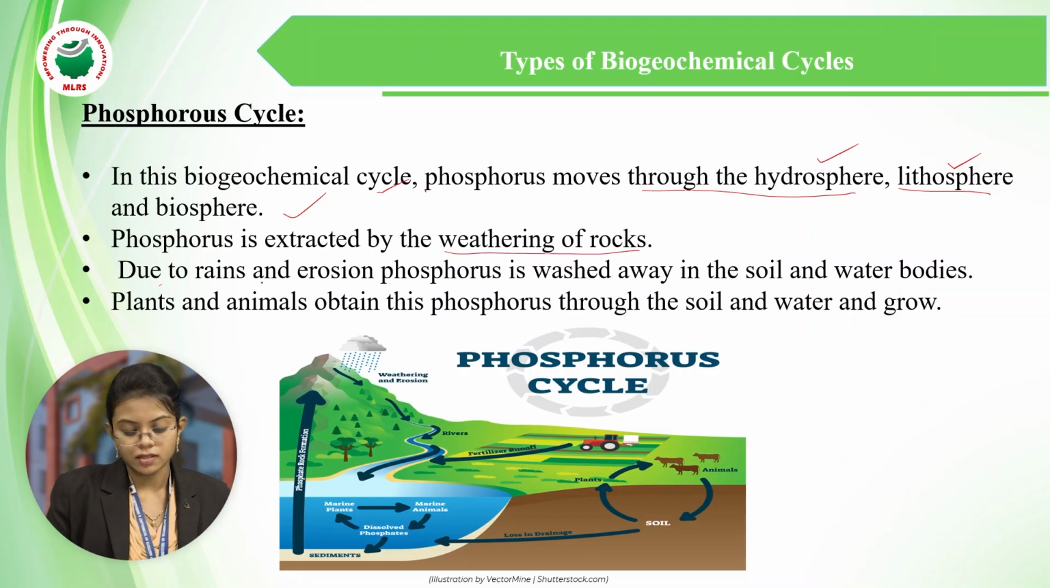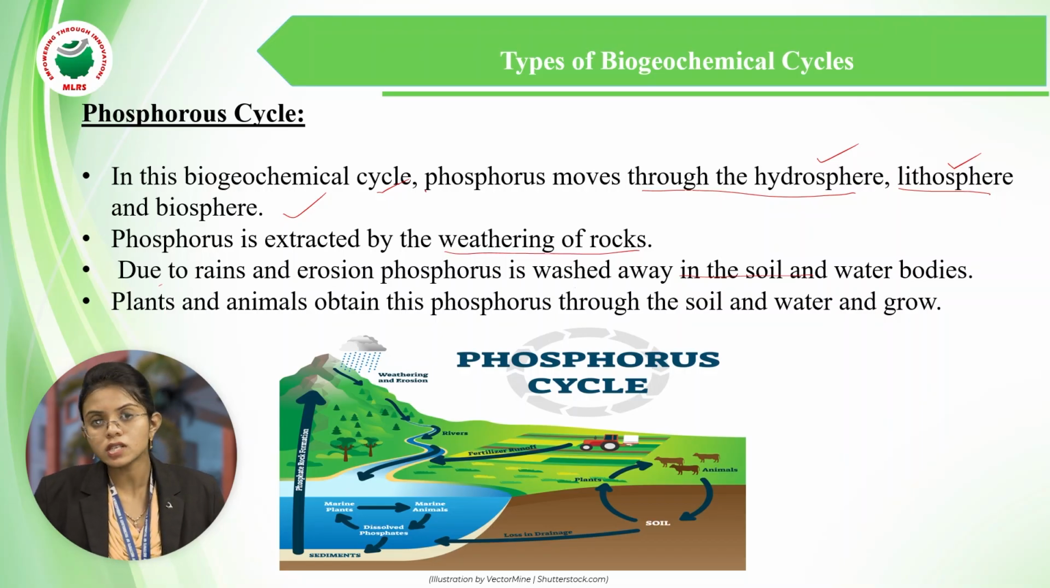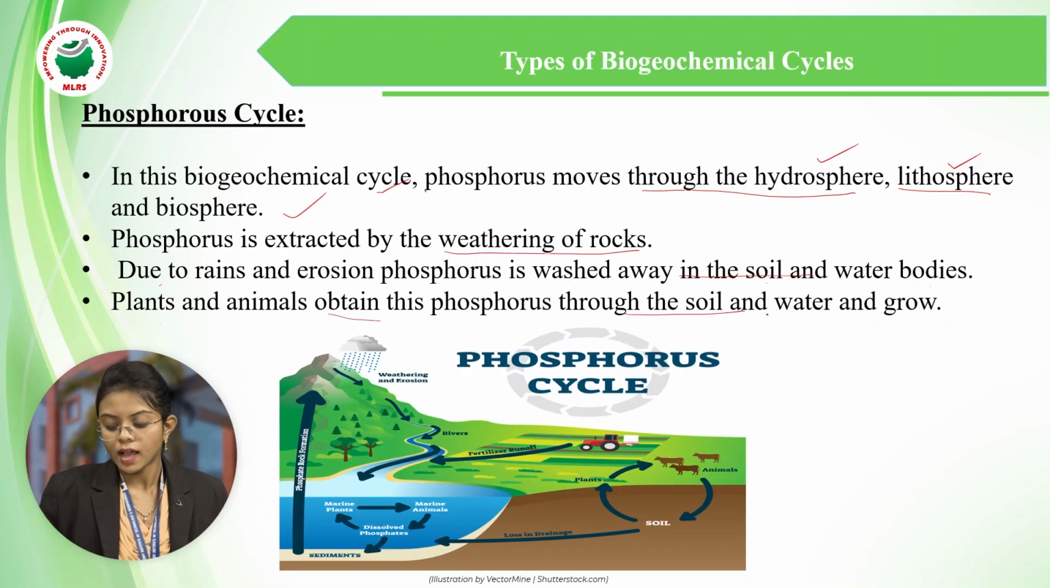And due to rains and erosion, phosphorus is washed away into the soil and water bodies. Whenever there is rain or erosion, we can see that phosphorus is washed away into the soil and water bodies. Plants and animals obtain this phosphorus through the soil and water and they grow.